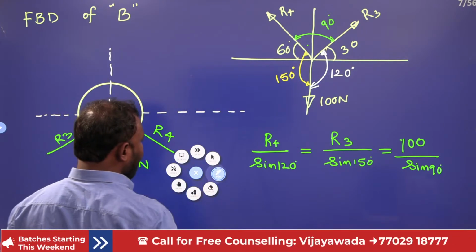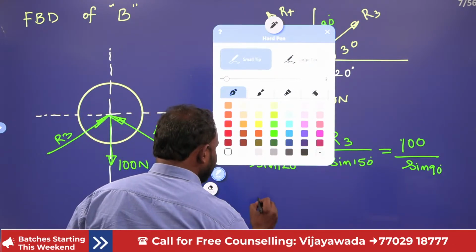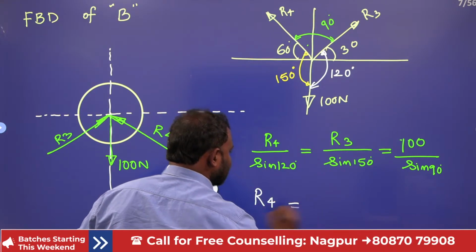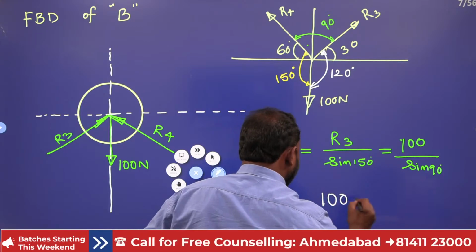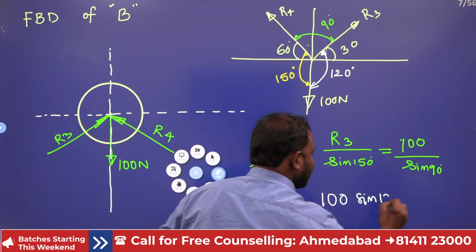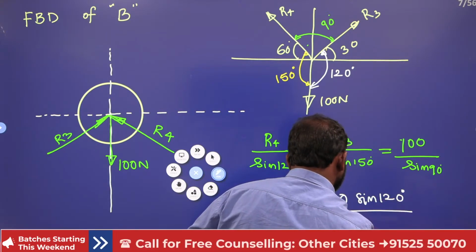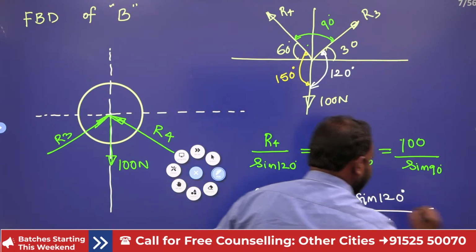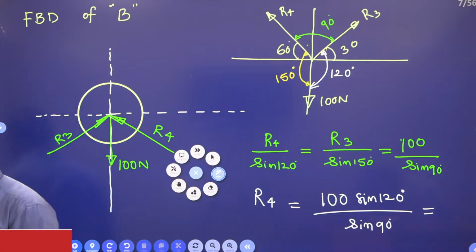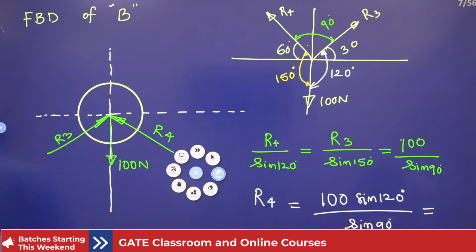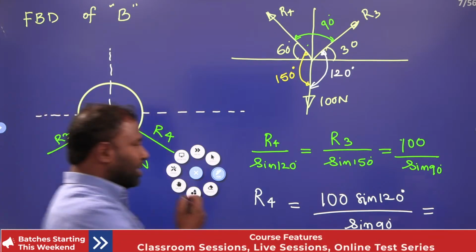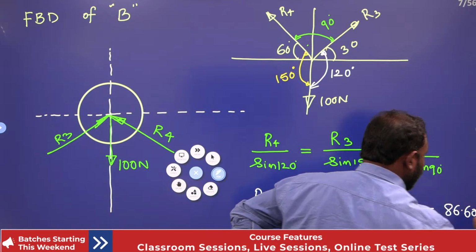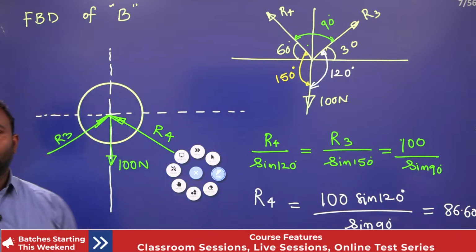Now here, first I'll take that directly. I'm writing R4 equal to 100 sine 120 degrees divided by sine 90. Right? Now, if you solve this, let me know what is R4, guys. What is R4? 86.60 newtons will come. Hope you understand, everybody.